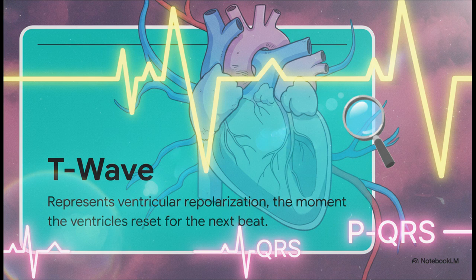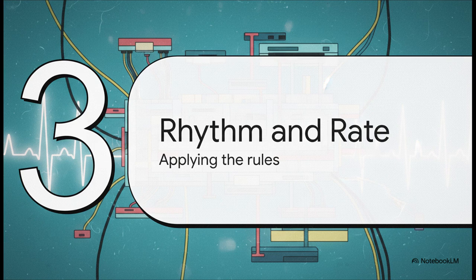After that massive contraction of the QRS, the ventricles have to electrically reset. They have to recover. That's exactly what the T wave shows us. It's the moment the ventricles relax and recharge, getting ready for the very next beat. Okay, so we've got our alphabet, P, Q, R, S, and T. Now let's put them together and actually read something.